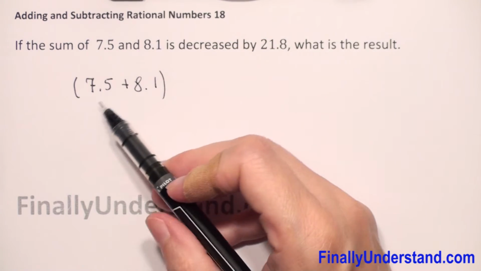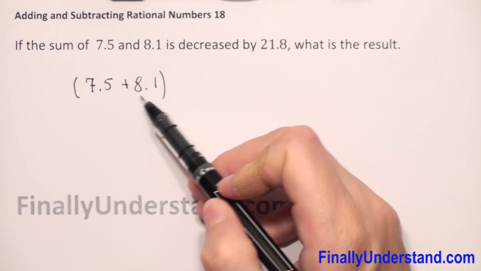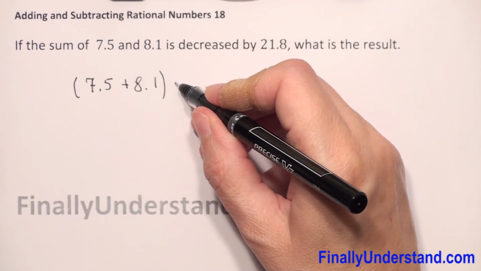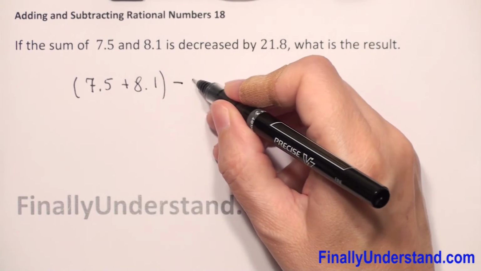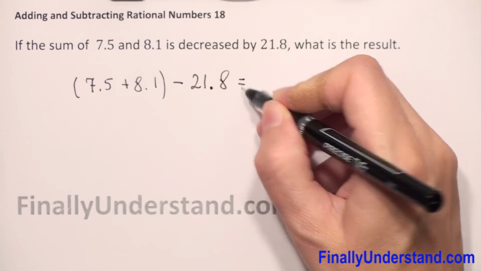Why did I put these two numbers in parentheses? Because we have the sum. So the sum of these two numbers is decreased. So we have to subtract 21.8. So this is equal.